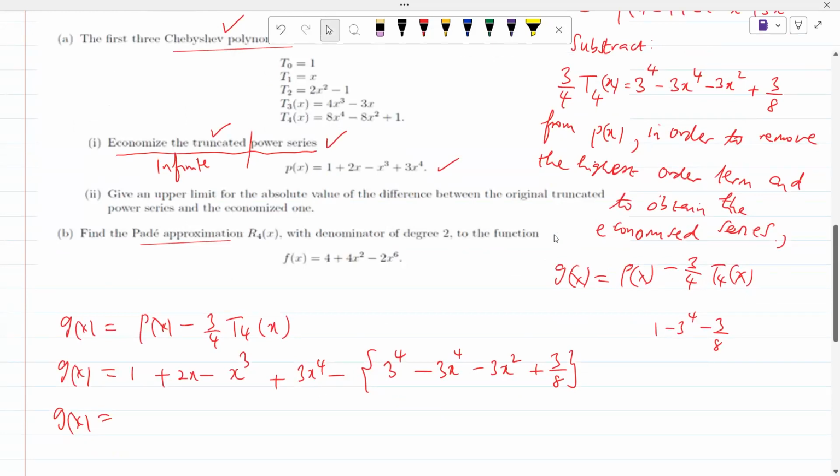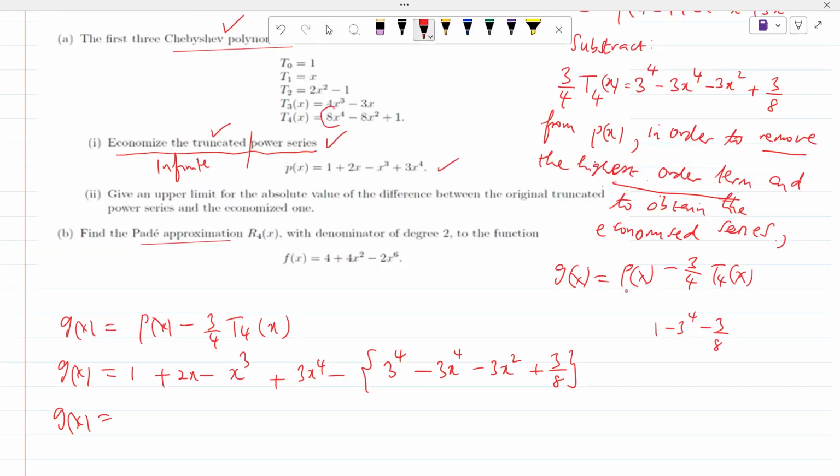Just one sec. I want to mention something about the actual algebra we use here. The objective of what we're doing here is to remove the highest order term. So if we remove the highest order term, what is the highest order term?